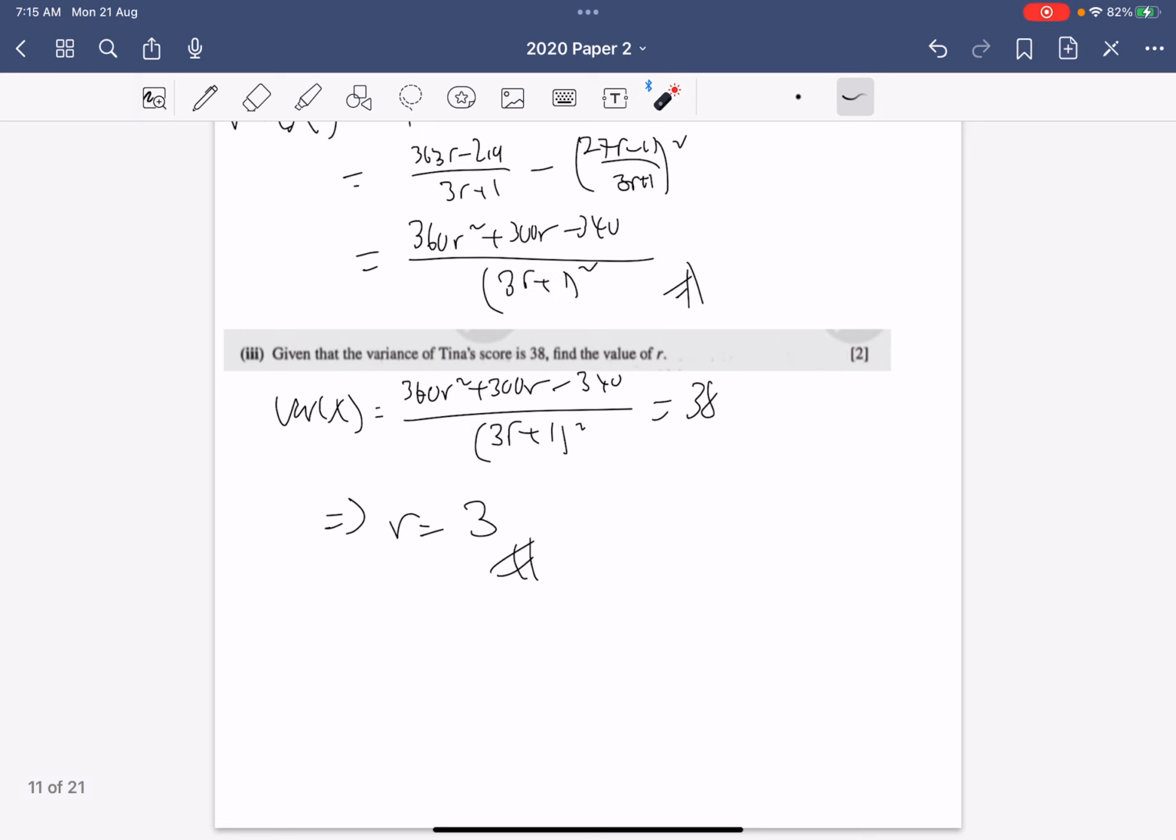Now, given that the variance is actually 38, we're supposed to find the value of R. So this, let it equal to 38. Cross multiply up, simplify the whole expression, and you will get R equals to 3.